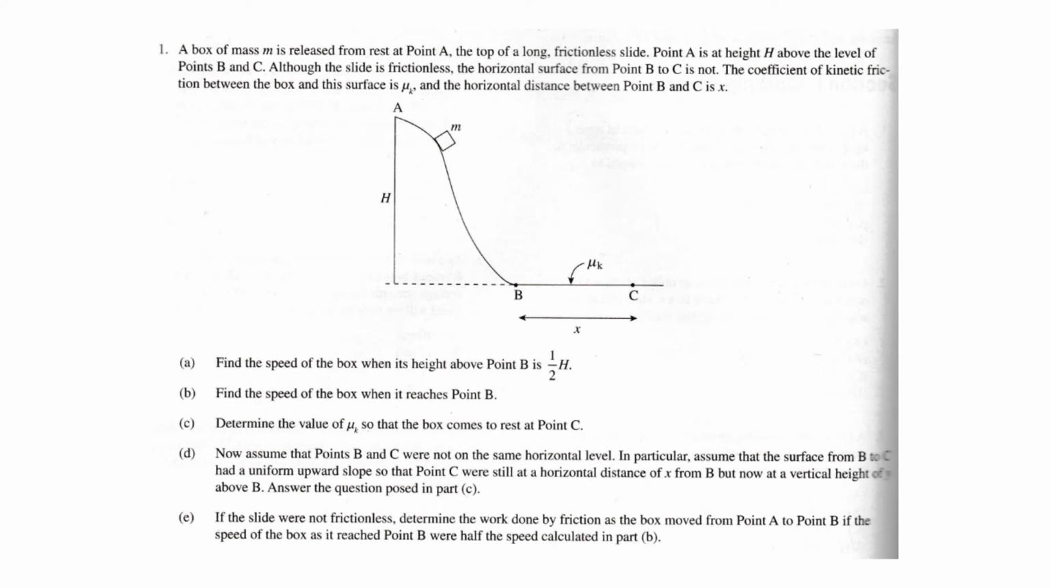Okay, let's do some easy energy practice. We've got a box of mass M released from rest at point A, the top of a long frictionless slide. Point A is at a height h above the level of points B and C.